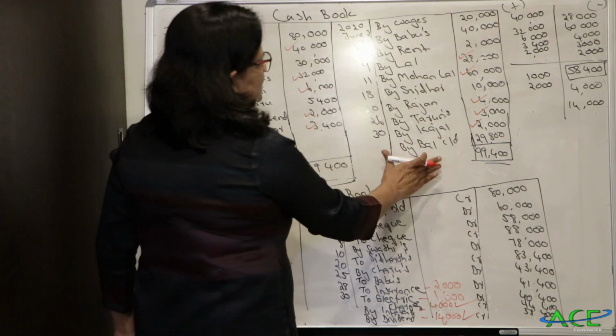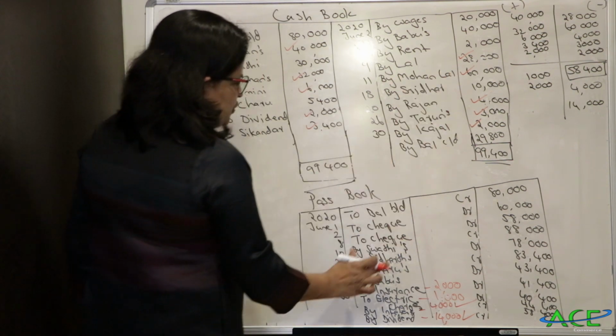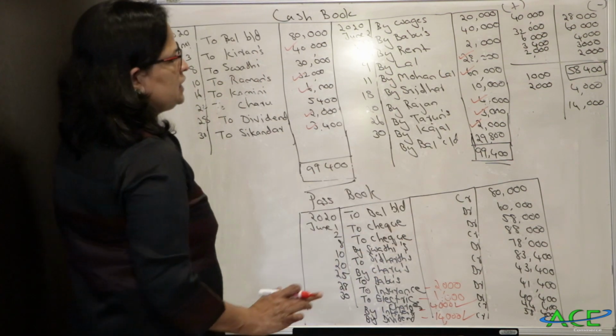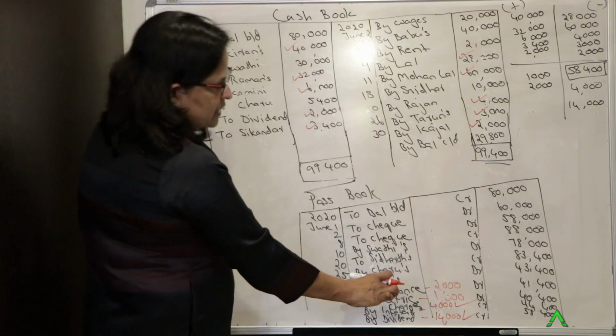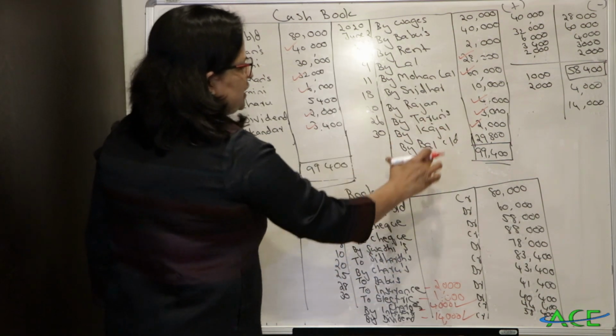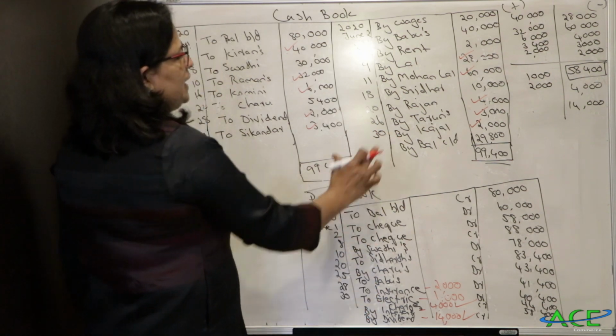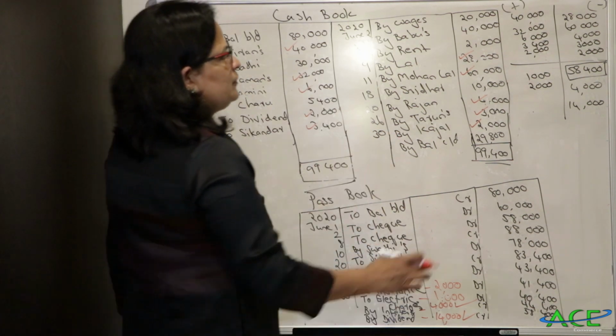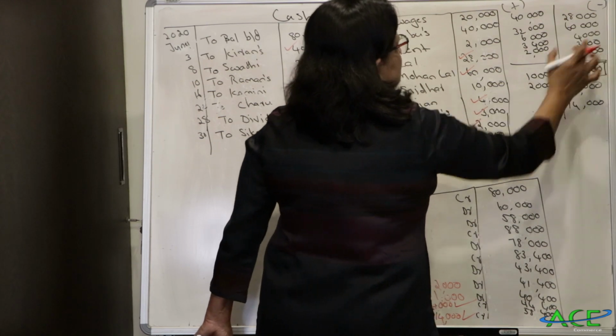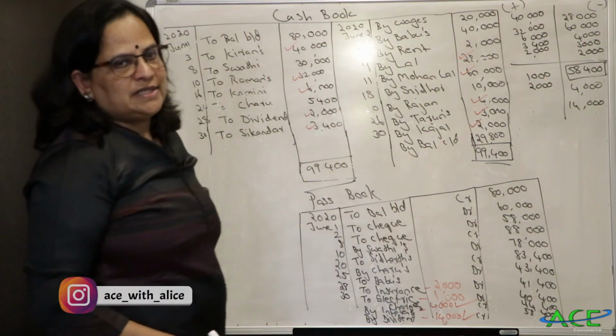Similarly, if you compare this side, so Lal's account 28,000. You cannot see Lal's account here. Mohanlal account 60,000 is not there. Rajan's account 4,000 is not there. Tarun's account 3,000 is not there. And Kajol's account 2,000 is not there. So we will write it here in the analytical cross side on the credit side.